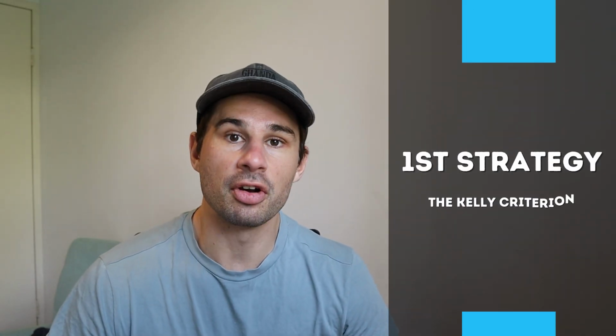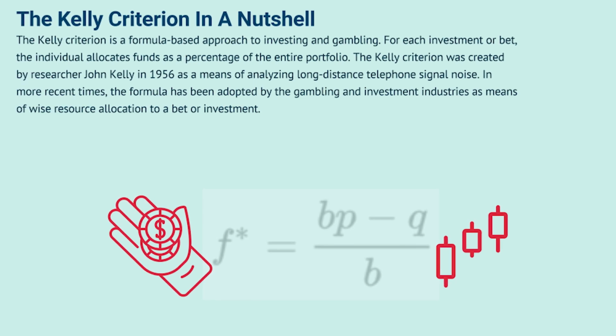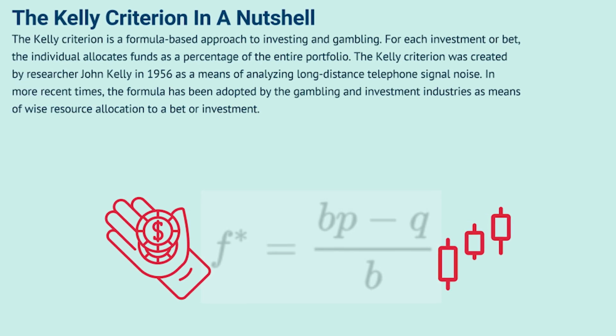The first staking strategy I'm going to take you through today is the Kelly criterion, which is a mathematical formula that calculates the optimal bet size based on the perceived edge. So basically, the Kelly criterion looks at a bet that you want to place, and it looks at how big that edge is that you think you have, and also the odds.